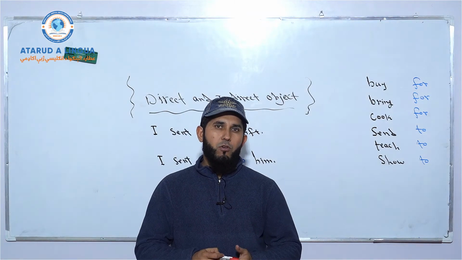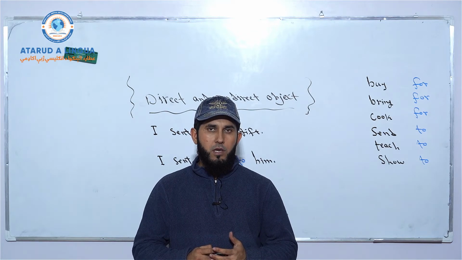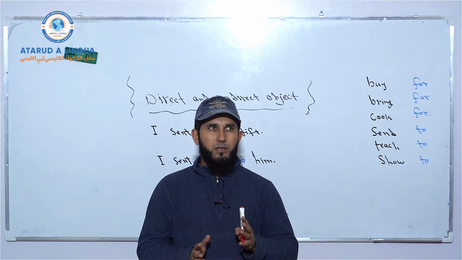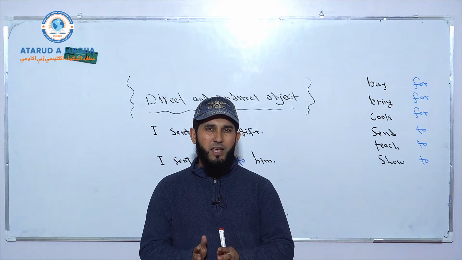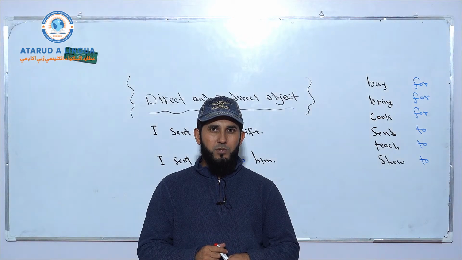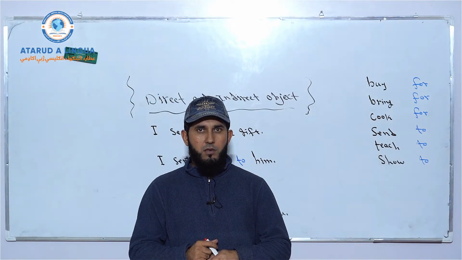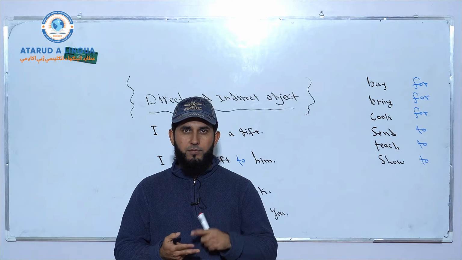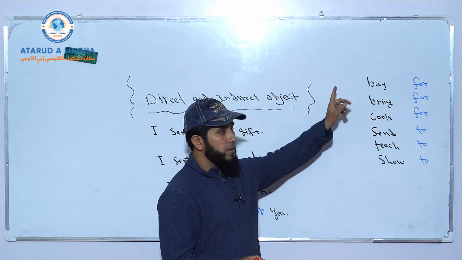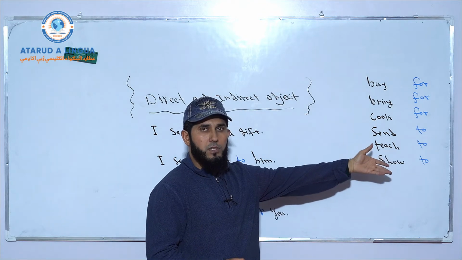In the English language, there are some verbs which can take two objects. And we use these verbs to talk about a situation where someone has done something for someone else. These verbs are intransitive verbs. They take prepositions, and usually there are two special prepositions, for and to. So I have written some of those special verbs over here. Buy for, bring for, cook for, send to, teach to, and show to.